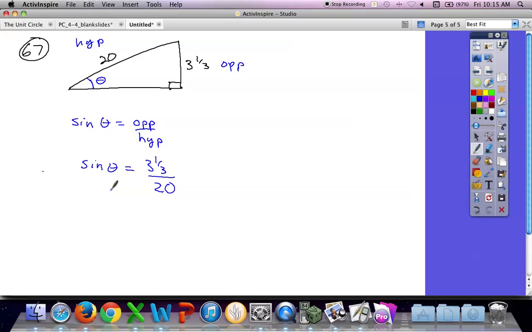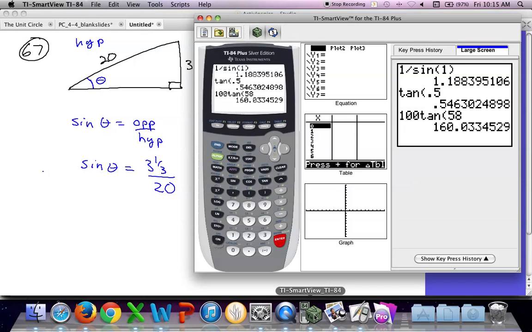You do what? That doesn't help. How do I isolate the theta? Use sine inverse, okay? That's why we have these inverse functions. And if you look on your calculator, you've got it right above the sine. It says sine minus 1. Right above cosine is cosine minus 1, tan minus 1.